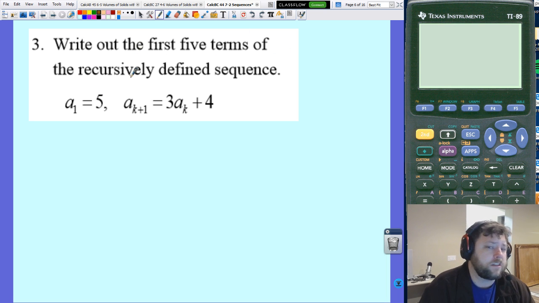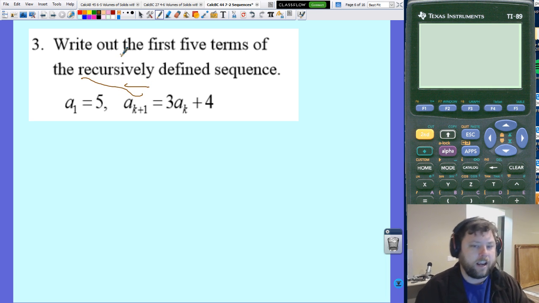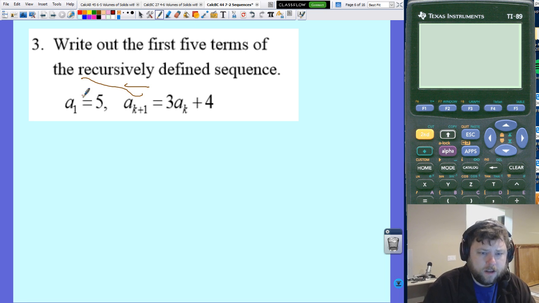Write out the first 5 terms of this recursively defined sequence. Recursive is a word that we probably don't use a lot. Basically it means you use the previous term to get the next term. So usually we have to define the first term: a sub 1 is 5. A sub k plus 1 is, notice that the pattern for the formula uses a sub k. That's the previous term. So the next term is 3 times the previous term plus 4.